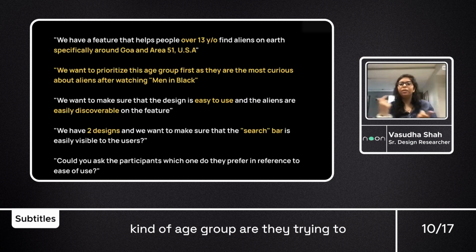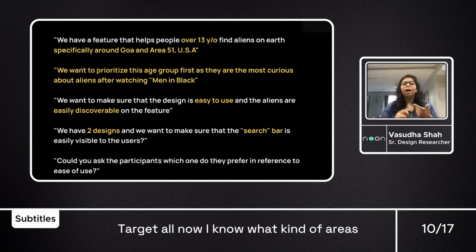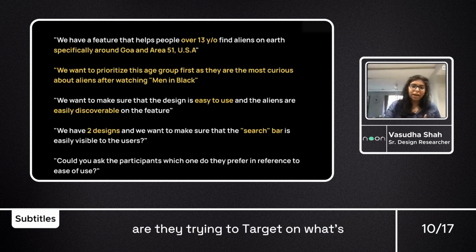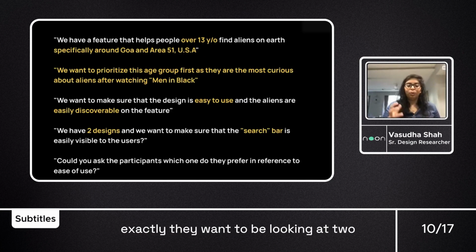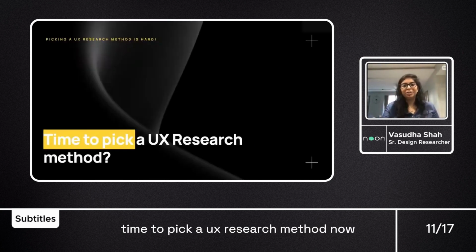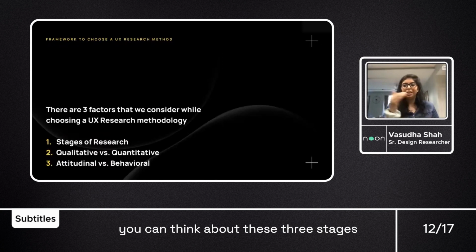Now I know what kind of age group they are trying to target. Now I know what kind of areas they are trying to target, what's their location purpose, what's the motivation, right? Why are they wanting to do this kind of study? Now I know what exactly they want: looking at 2 designs and comparing those. And then, having taken all these things into consideration, now you can think about time to pick a UX research method. Now you can think about these 3 stages.